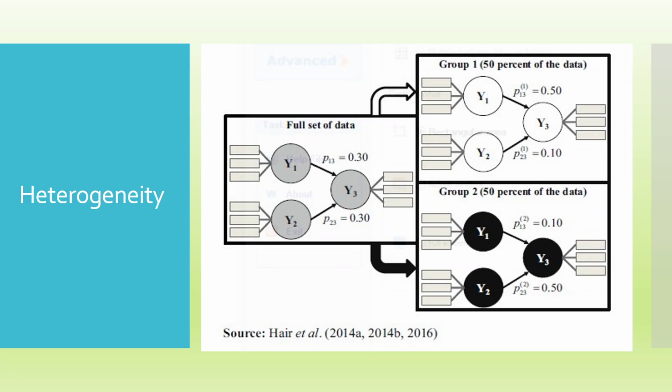Now let us understand that when we are running a model on the full data set, we may get the path coefficients P13 equal to 0.30 and P23 equal to 0.30. And we may feel that y1 is affecting y3 with the same magnitude as y2 is affecting y3. But when we group the data, that is group 1 and group 2, it may be possible that P13 takes a value of 0.50 in the first group and P23 takes 0.1. In the second group, it may be possible that P13 takes 0.1 and P23 takes 0.5. So when we aggregate the data, we may get a different picture.